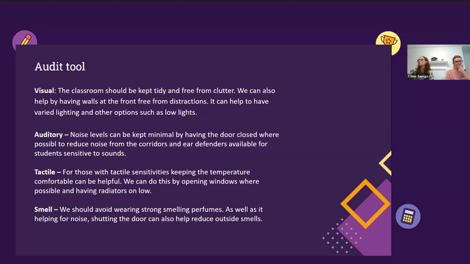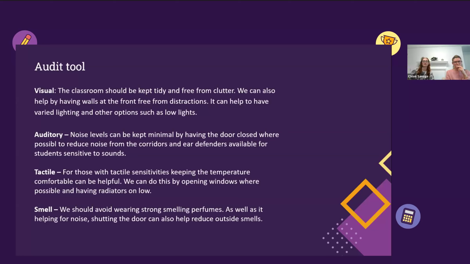So visual, generally we can try and keep classrooms quite tidy and free from clutter where we can. Obviously places get messy throughout the day, but just trying to keep kids' desks tidied, having clear labels on things so we know where things are, so it takes away a bit of stress. When we're teaching at the front, try and keep that area free from displays, and just have the content that you're teaching, because then it helps the kids to focus on what they need to be focusing on at the time.